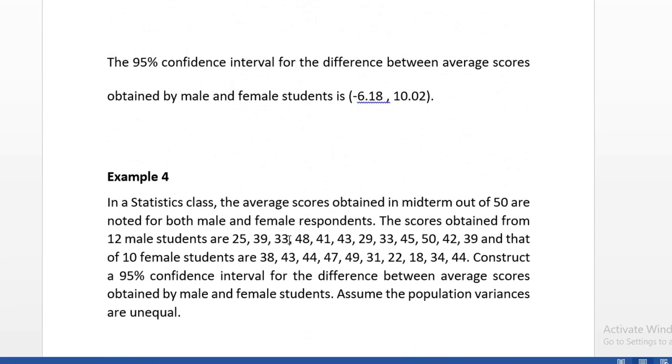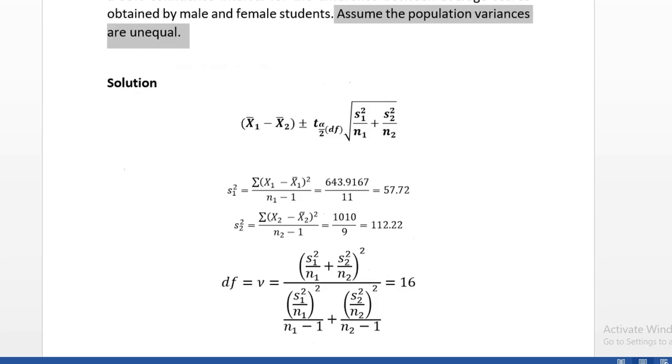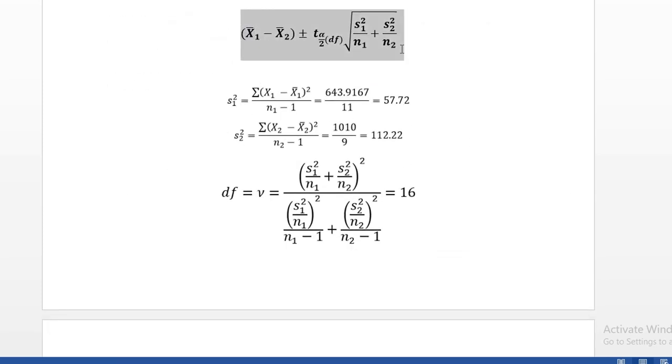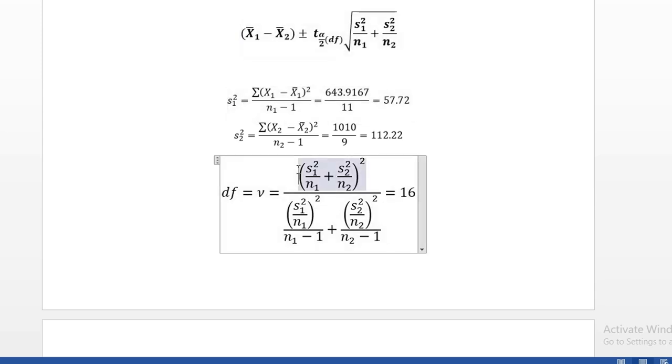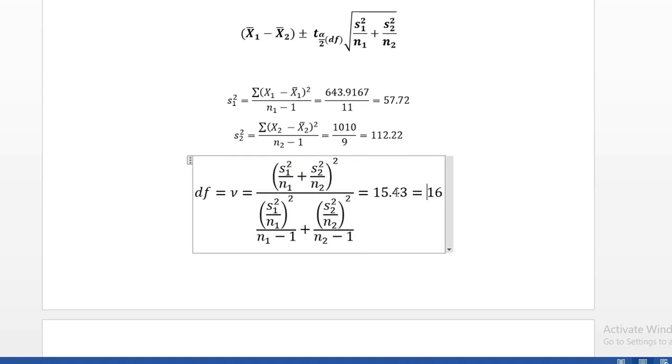Coming to my example number 4, I have taken the same example as the previous one, but with the difference of the assumption of unequal variances. So what's the difference? Just paste this formula and calculate variances from the sum of squared deviations, and place the values in the formula for the degrees of freedom. Your answer might be a fraction or decimal, so just approximate it to the nearest whole number. For example, if your answer is 15.43, then approximate it to the whole number 16, because degrees of freedom cannot be in decimal points.